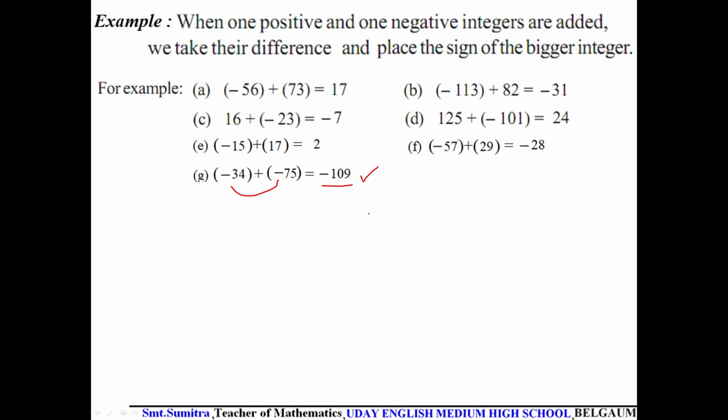And here one more example you see. Minus 45 plus 45. One is negative, the other one is positive. Same number, when we add we get 0. The answer is 0.